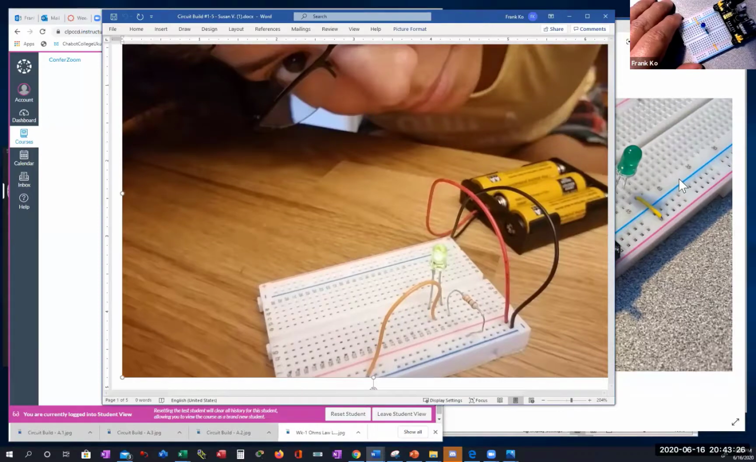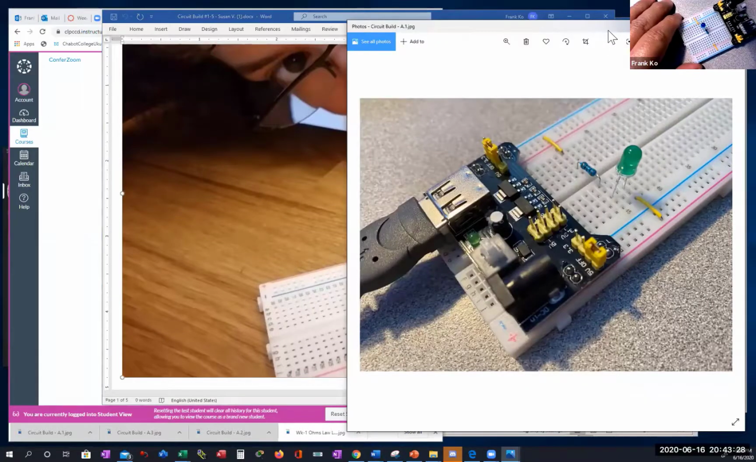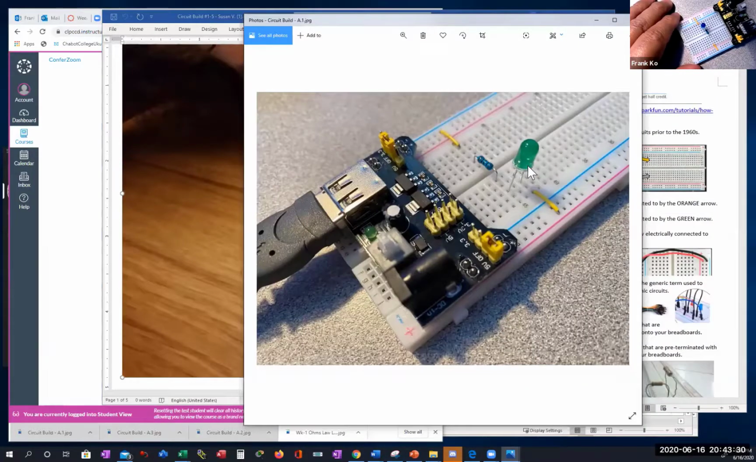I would see a circuit build like this image here on my screen, and it could be built correctly, but unless that LED is lit, perhaps the power is not jumpered properly, or perhaps the LED might be backwards. So even though the wiring looks good, I can't tell that the circuit is working as it should unless the LED is lit. So yeah, the LEDs have to be lit.